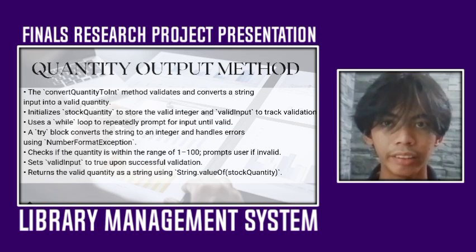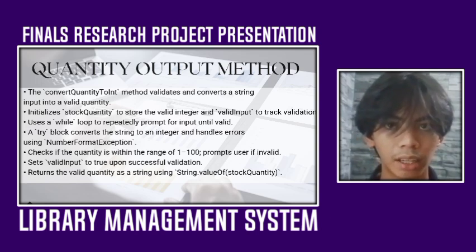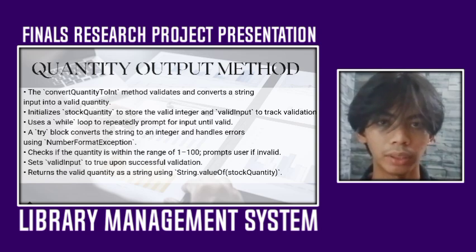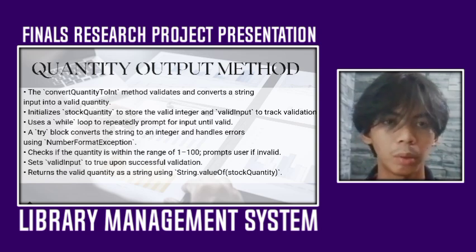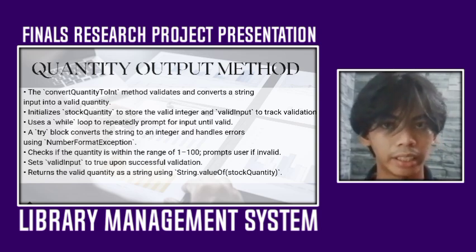Next is if stock quantity is less than or equal to 0 or stock quantity is greater than 100, this will check whether the number is outside the valid range, 1 to 100. If invalid, we will prompt the user: quantity must be between 1 and 100. Please try again.